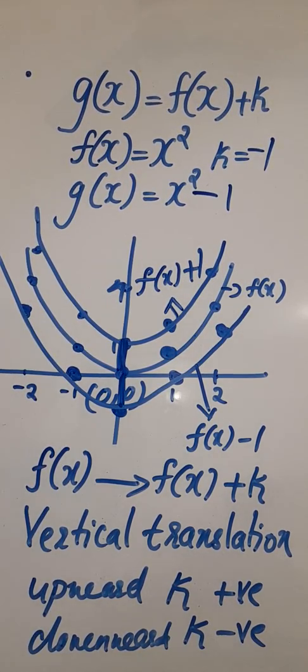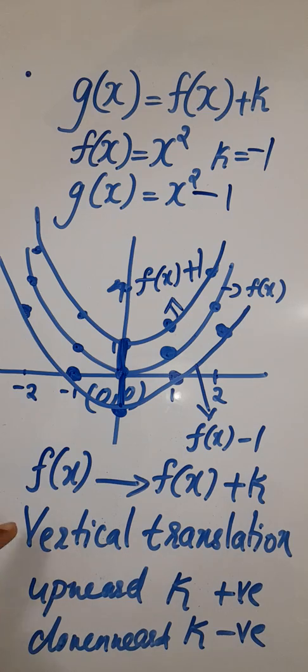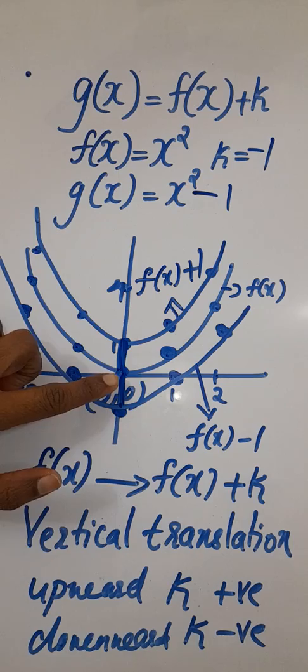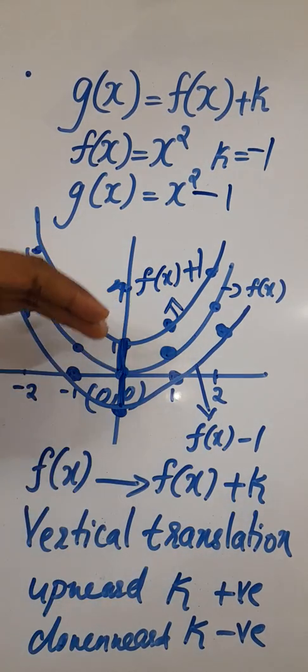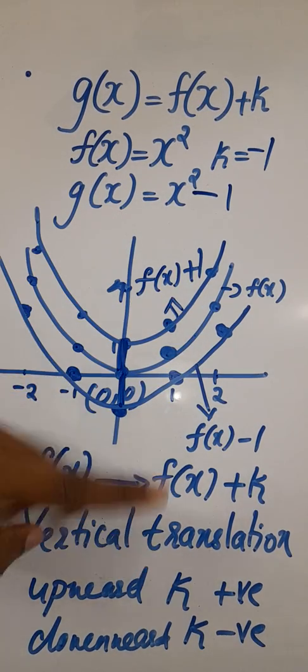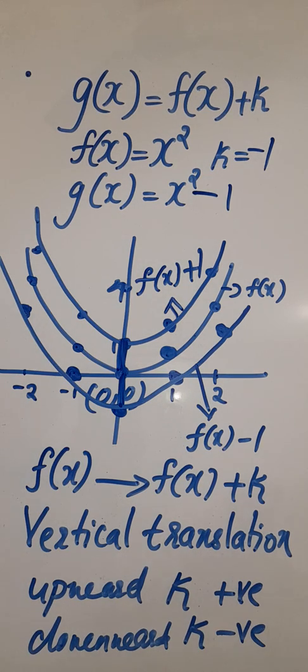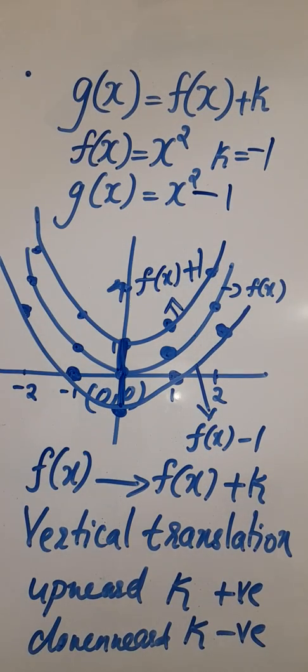Once again, if the function f of x is transformed into f of x plus a constant k, it's a vertical translation. If k is positive, the whole curve gets shifted upward by k units. If k is negative, the whole curve gets shifted downward by |k| units. I would like you to explore the same kind of transformation by considering various values for k and make an observation, verify this result. Thank you.